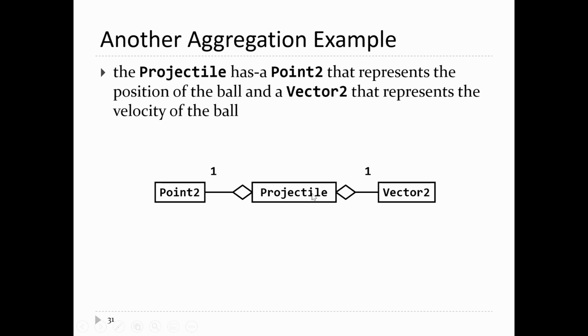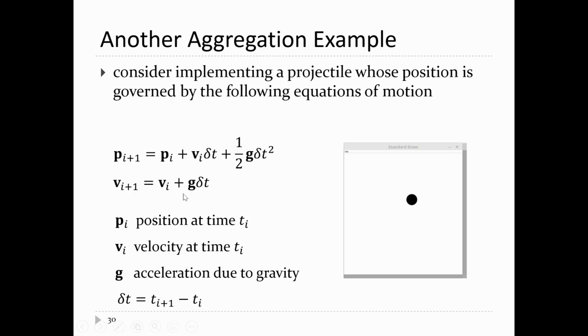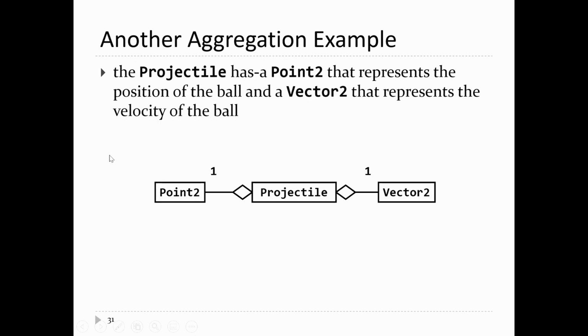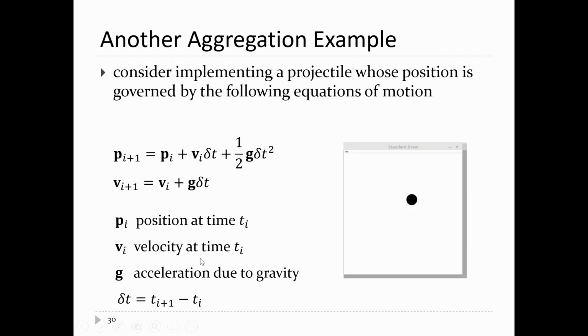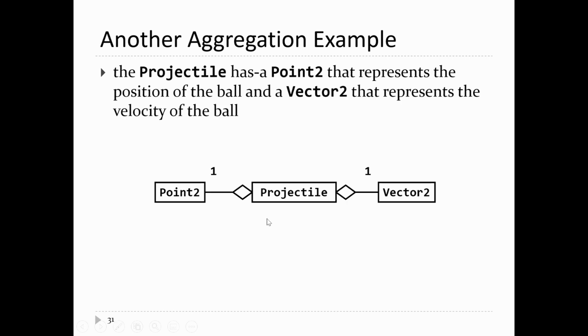In that little program, which I'll show you in a second, the way I've implemented that bouncing ball is with a class called projectile. That projectile has a Point2 object that represents its position, P. And it has a Vector2 object that represents its velocity, V. So it's got one point that represents its position, and one vector that represents its velocity.